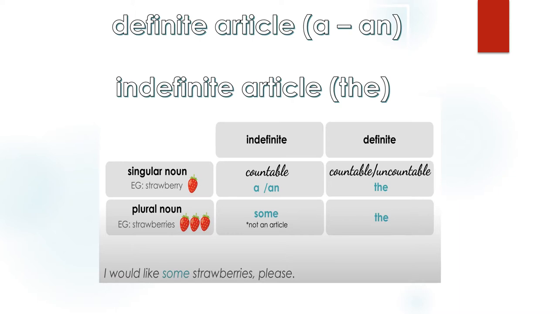For the plural nouns, we don't use the indefinite a or an because a and an mean one. So we could use the word some, like, I would like some strawberries, please. And in the definite, there will be no changes. We're going to use the. Just make sure that you repeat it when you don't understand it.